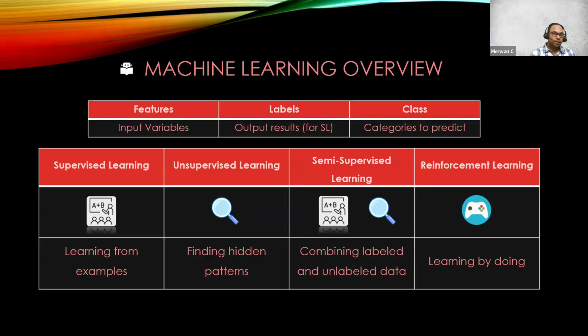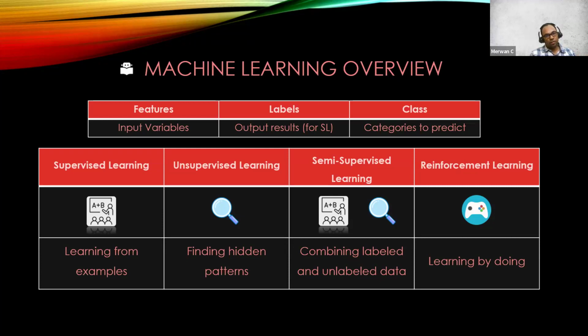Okay, the next one, a little bit of overview about machine learning. Machine learning is like teaching a computer to solve a puzzle, but instead of giving it step-by-step instructions, we give it examples and let it find the pattern for us. It's a part of artificial intelligence, AI, that helps computers get smarter by learning from the data. You can see the top table. It contains features, labels, and class. Let me walk you through what it is with an example.